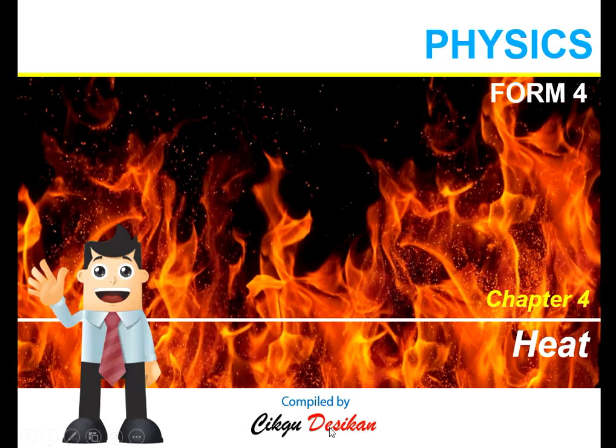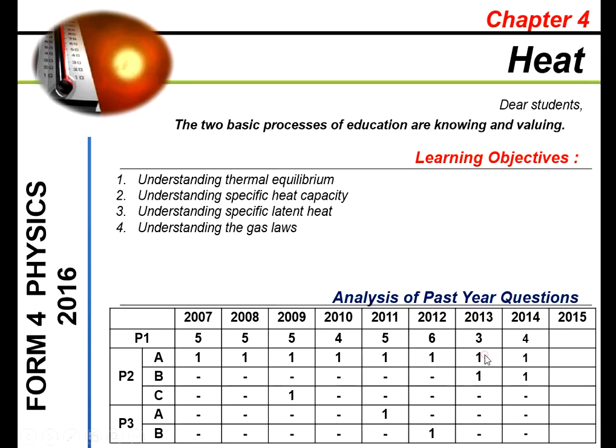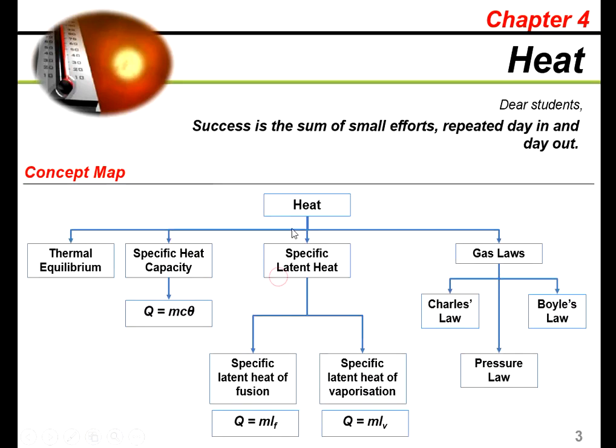But throughout this video, I did make a little bit of modification to make sure that students understand even better. So all right, then we shall start with the overview of Form 4 Chapter Heat. There are four parts in this chapter: understanding thermal equilibrium, understanding specific heat capacity, understanding specific latent heat, and understanding the gas laws. These are the four parts which we will cover in this topic.